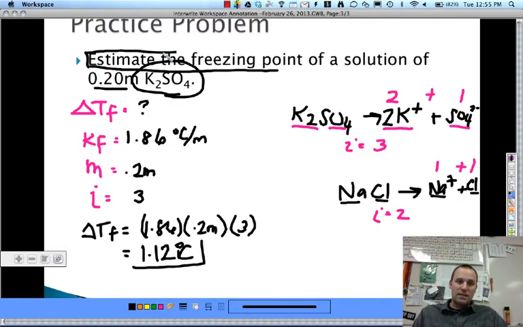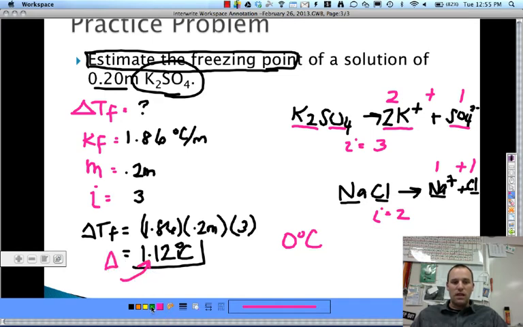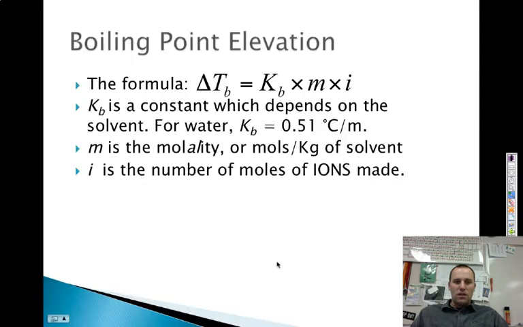This says estimate the freezing point. Well, since we dissolved it in water, the original freezing point of water is always 0 degrees Celsius. The change in the freezing point is right here, 1.12 degrees Celsius. The freezing point always depresses or goes down. So if we started at 0, we're going to go down by 1.12 degrees Celsius. So our new freezing point is actually negative 1.12 degrees Celsius. That's your final answer.